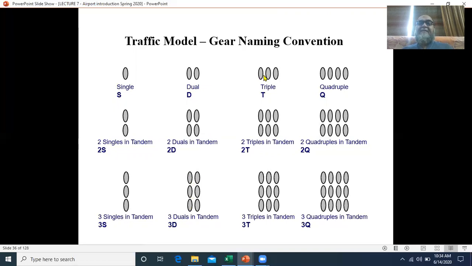The triple has three columns. Triple in tandem has three columns but two rows, and three triples in tandem, 3T, is three columns and three rows, meaning 9. If we have four columns and one row, we call this quadruple. And if you have four columns in two rows, then we call it quadruples in tandem. And similarly, three quadruples in tandem when we have three rows.